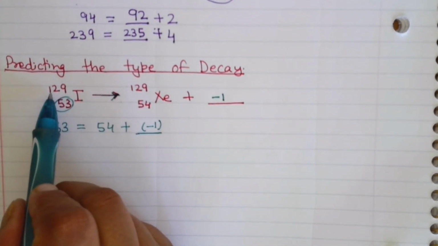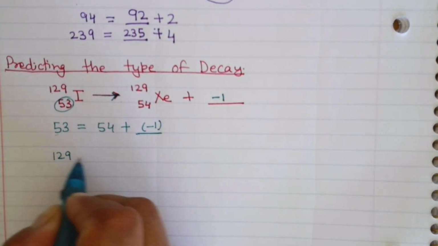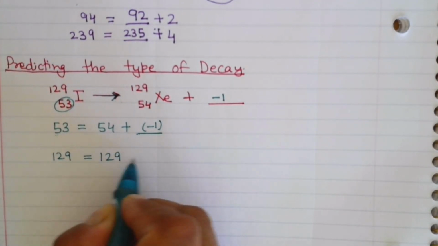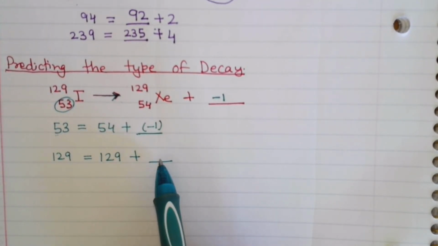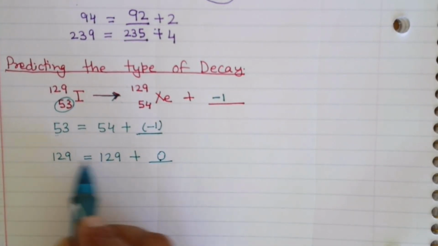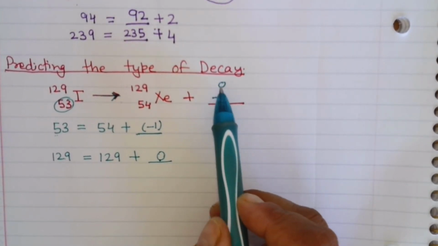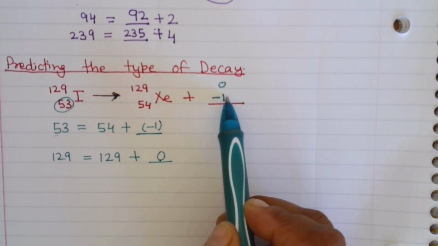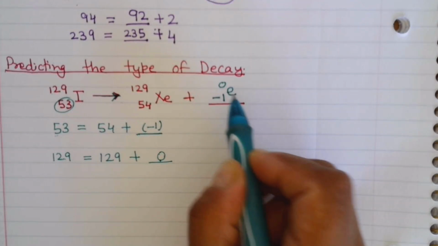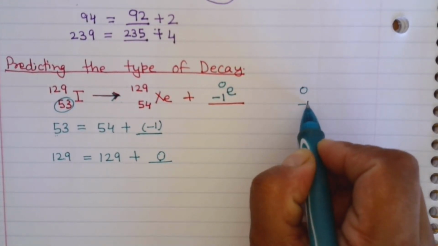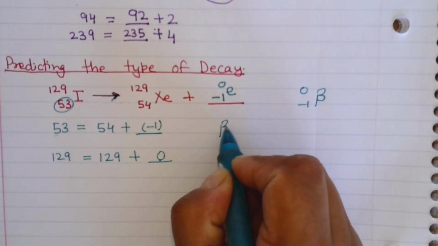Now let's see the mass numbers. We have 129 on this side and 129 on this side. So we can say that the mass of the emitted particle is 0, because the masses are already balanced. So I'm going to put a 0 here. Now think of a particle that has a 0 mass and a charge of -1. That would be a beta particle. I can either write it like that, or I can also write it like this with a beta symbol. So this would be a beta decay.